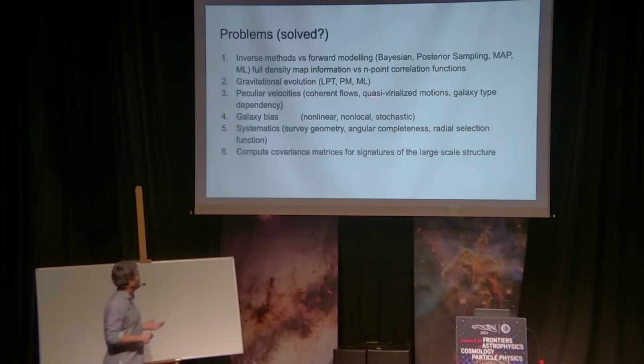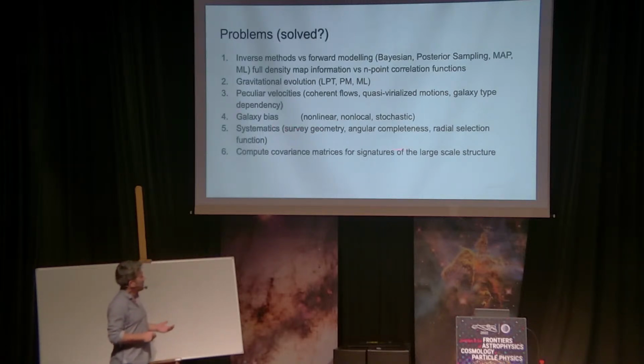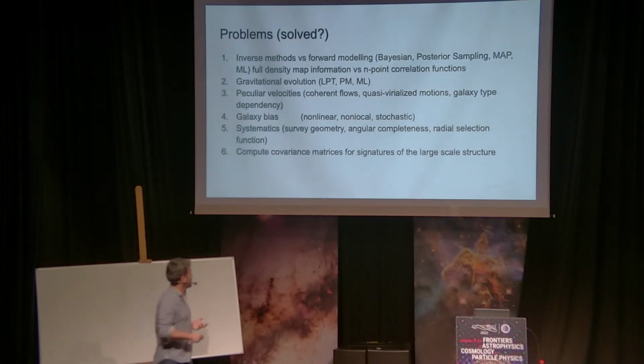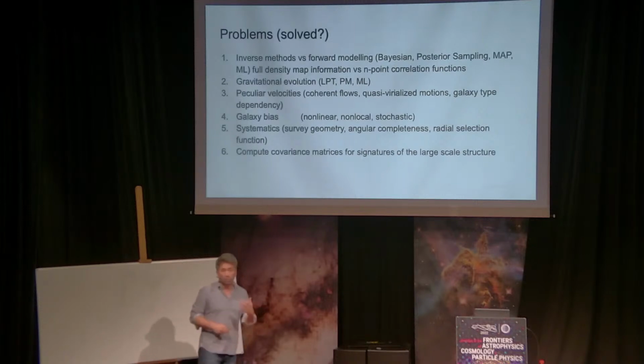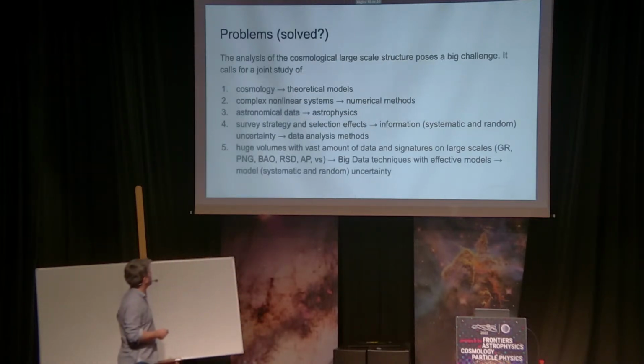Peculiar velocities have to be modeled, the galaxy bias has to be modeled, systematics, and regarding systematics, there's a huge problem with angular completeness. And then we need to compute robust covariance matrices to determine, in a robust way, those signatures of the large-scale structure.